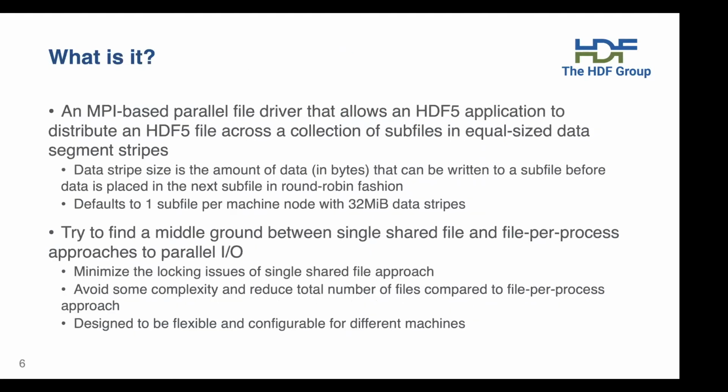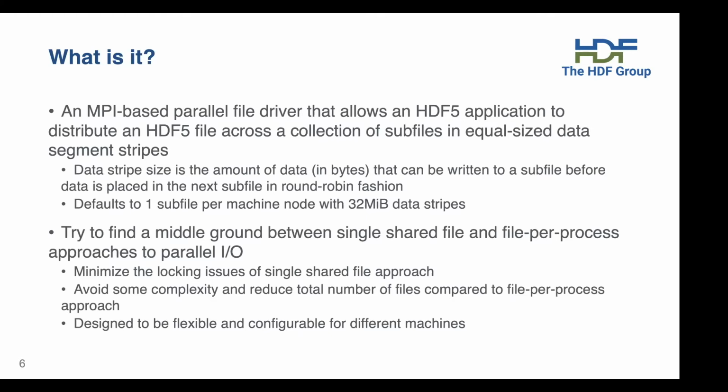So what is the VFD? It's an MPI-based parallel file driver that allows the HDF5 application to distribute the HDF5 file across a collection of subfiles according to equal size data stripes. So the stripe size you pick for these data stripes is the amount of data that you can write to a particular subfile before the data gets placed in the next subfile in round robin fashion. So it's kind of like Lustre striping in a way, but it's more like a software RAID 0 implementation. And by default, we use one subfile per machine node and 32 megabyte data stripes.